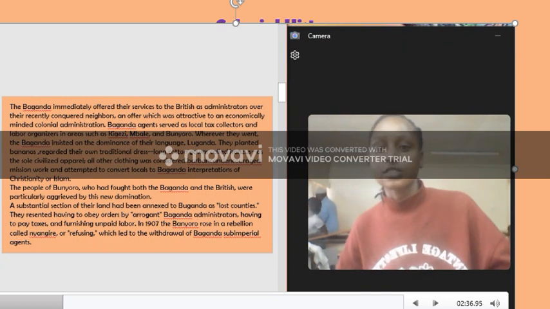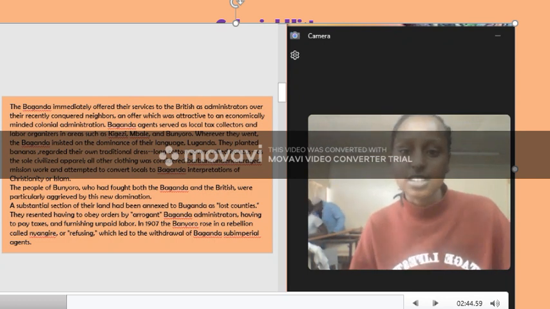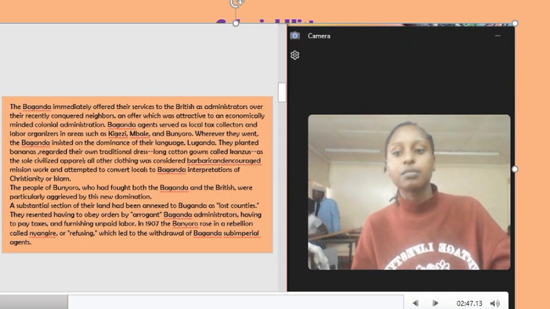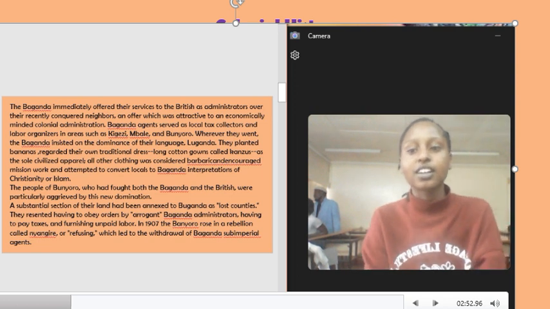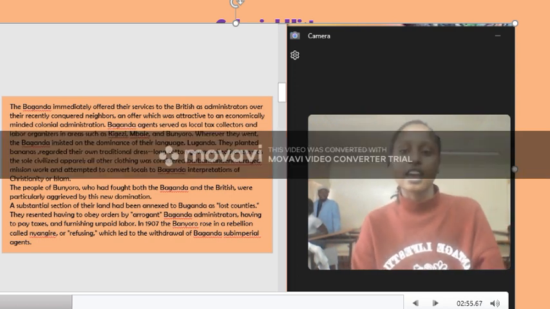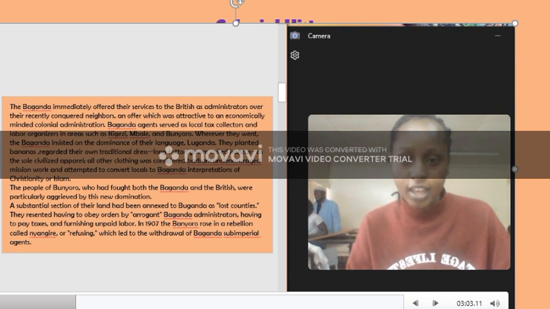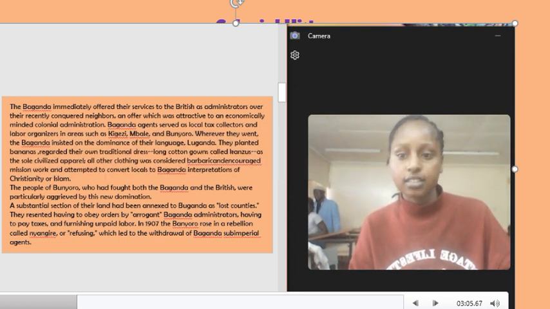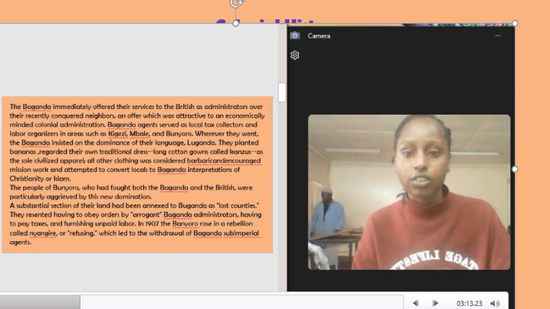The Baganda immediately offered their service to the British as administrators over their recently conquered neighbors, an offer which was attractive to the economically minded colonial administration. Baganda agents served as local tax collectors and labor organizers in areas such as Kigezi and Bunyoro. Wherever they went, the Baganda insisted on the dominance of their language, Luganda. They planted bananas, their economic staple, and wore their traditional dress, the long cotton gowns called kanzus.